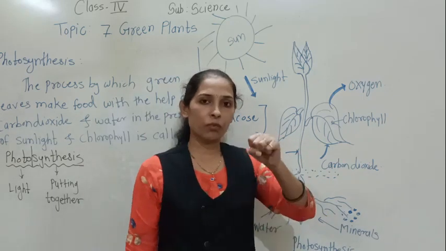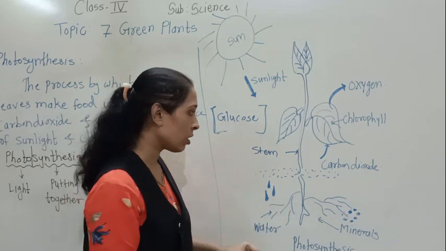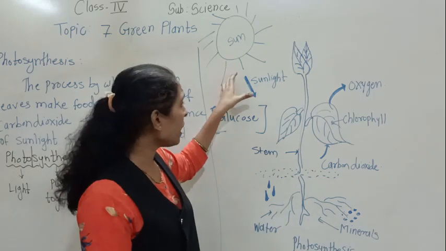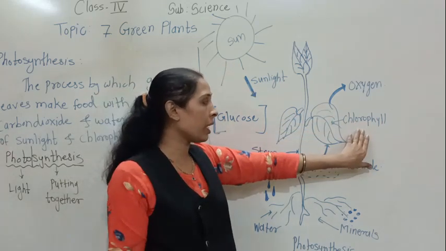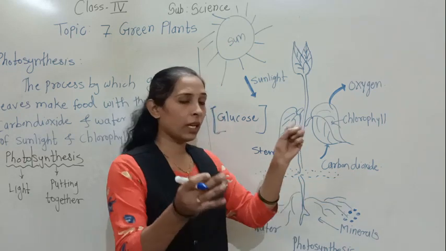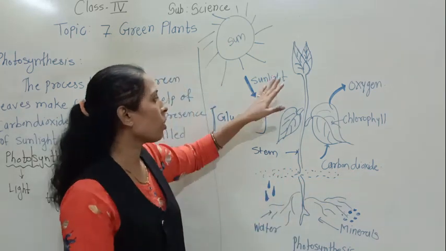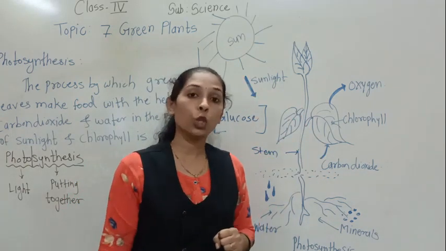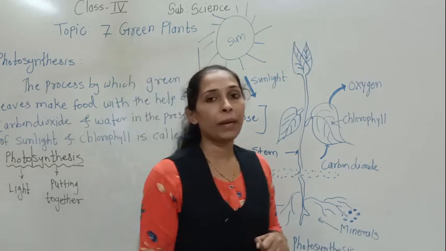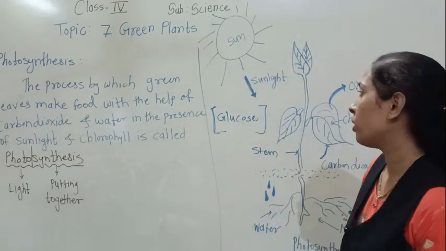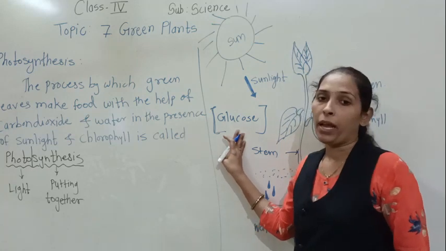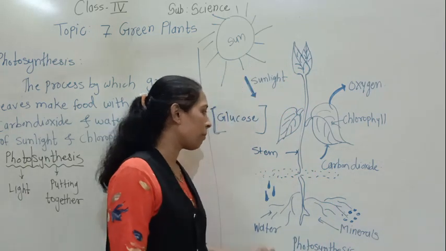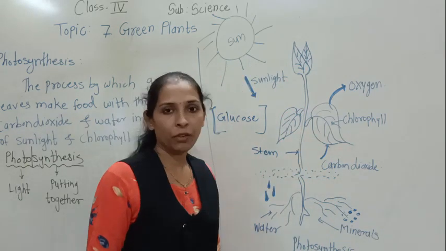Water and minerals get absorbed from the soil with the help of the roots. Next one, carbon dioxide goes inside with the help of the stomata. Sunlight gets absorbed with the help of the chlorophyll. Then this carbon dioxide and water combine together in the presence of sunlight, and the leaves can make their own food. Whatever food is prepared by the leaves, it is the simple sugar which is called what? Glucose. And once the food is ready, it gets transferred to the different parts of the plant with the help of the stem and with the help of the side veins.